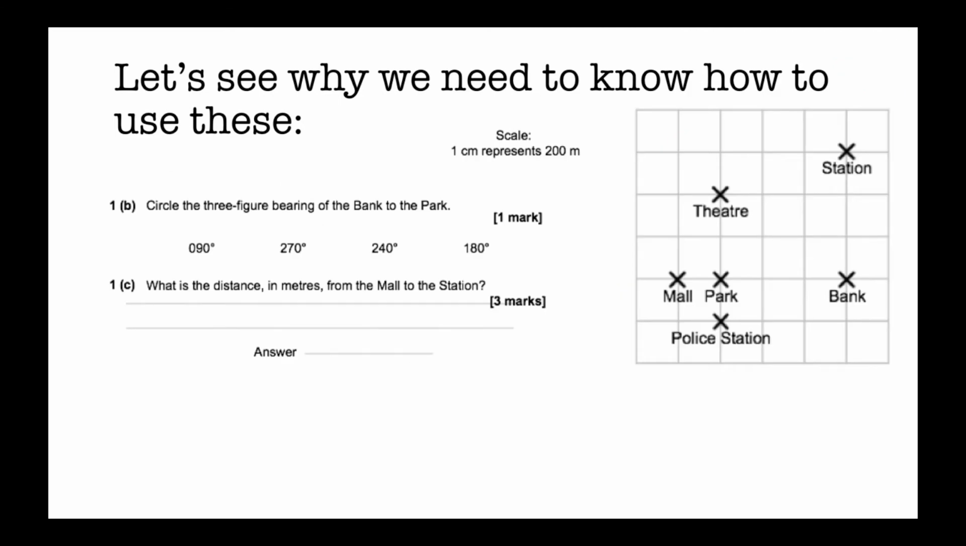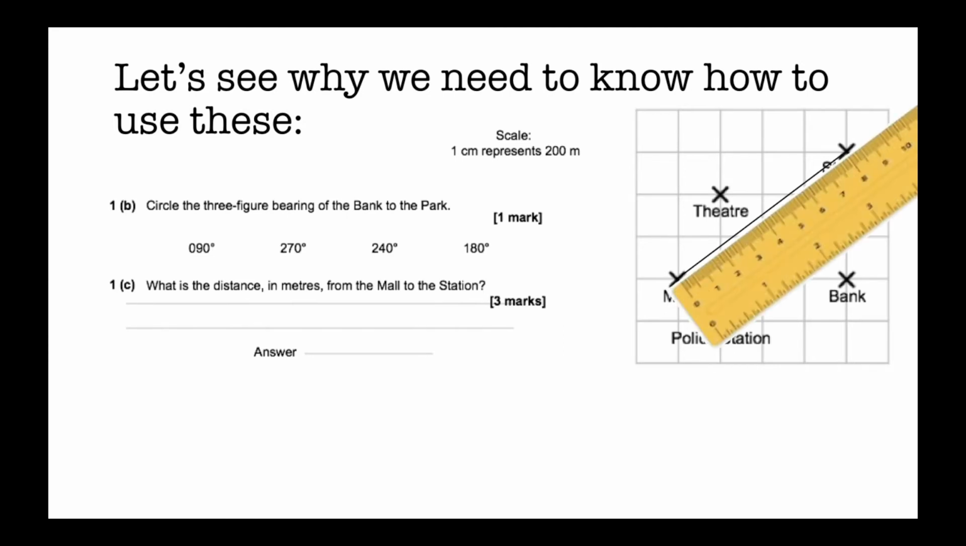Okay, so now let's find somewhere we have to use the scale. So question 1b, I'm not going to look at that one. I'm going to miss it out because we've not done bearings yet and I don't want to confuse you. So we're going to look at question 1c, which is 3 marks. What is the distance in metres from the mall to the station? Well, the mall to the station is there, and we need to measure that line.